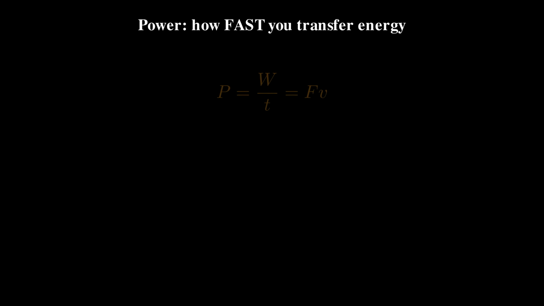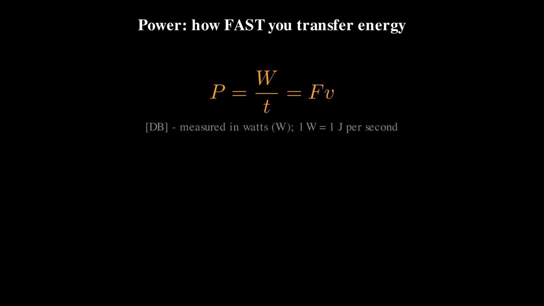Two forklifts lift identical crates to the same shelf. They do exactly the same work. So what's the difference between a cheap one and an expensive one? Speed. Power is the rate of doing work. The energy transferred divided by the time it takes, measured in watts. 1 watt is 1 joule every second.